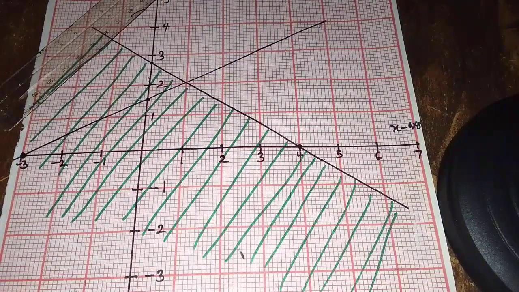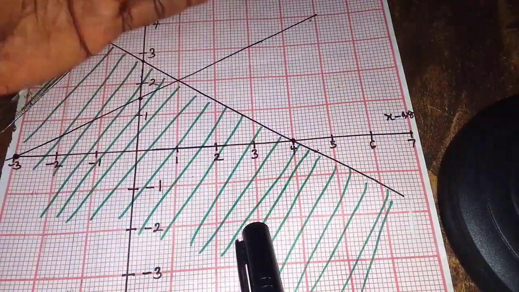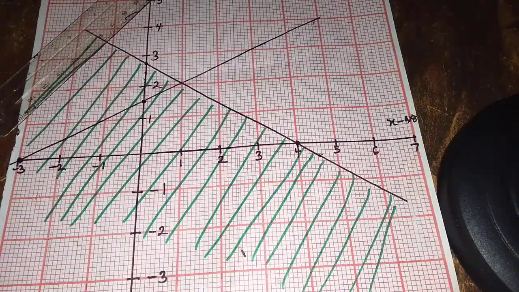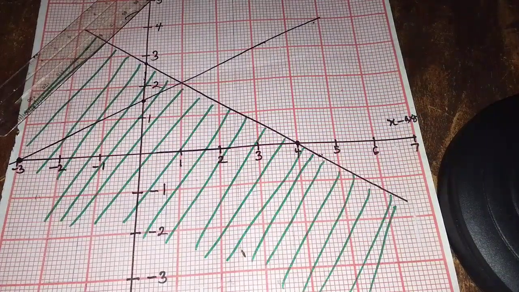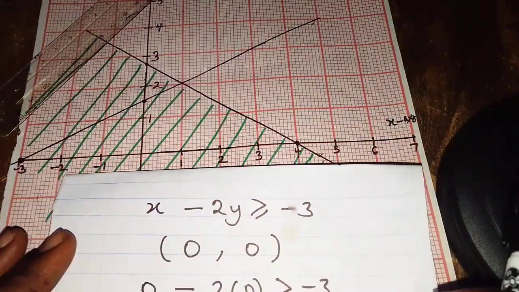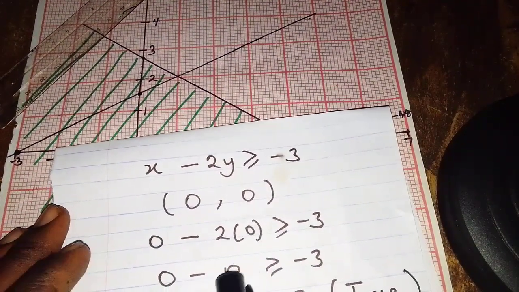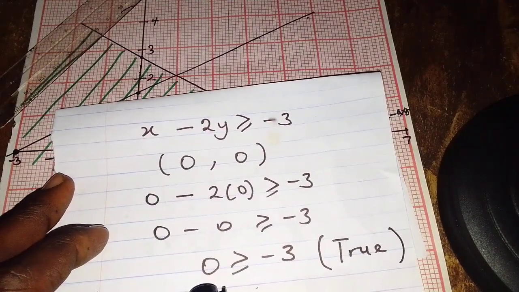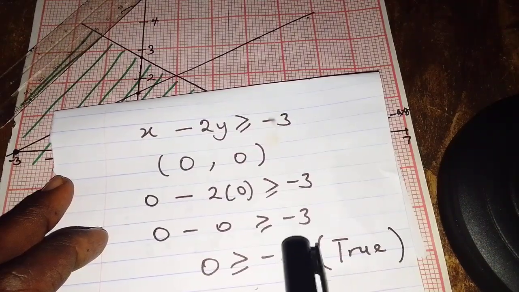So you realize that this line has divided this graph into two, this lower part and this upper part. From this part of the graph, you pick x is 0, y is 0. So I will check: if you substitute 0 for x and 0 for y, 2 times 0 will give us 0. 0 minus 0 is what? 0. The statement says that 0 is greater than minus 3. Is that true? Yes. 0 is greater than minus 3.